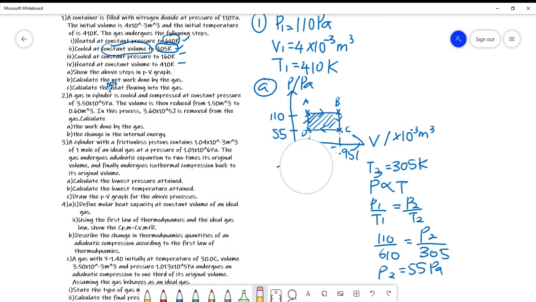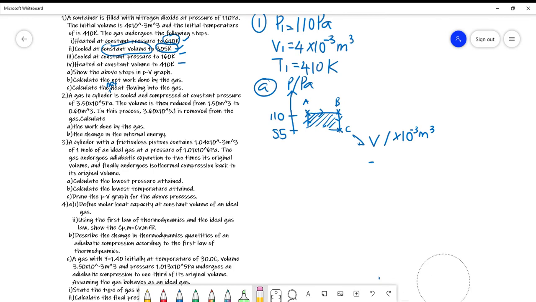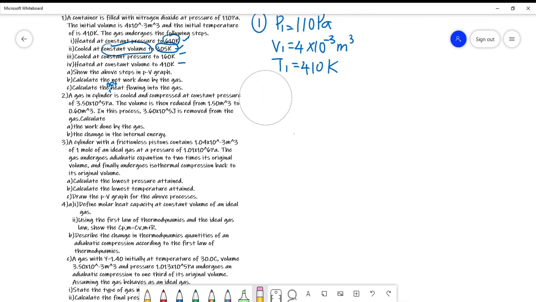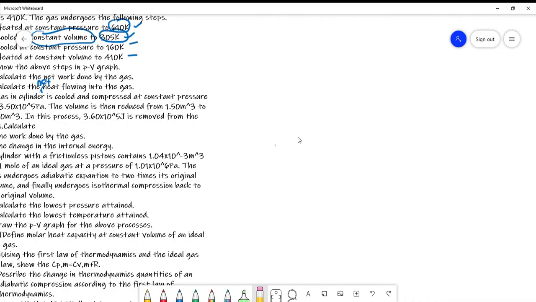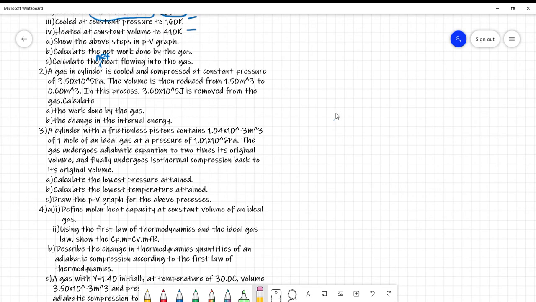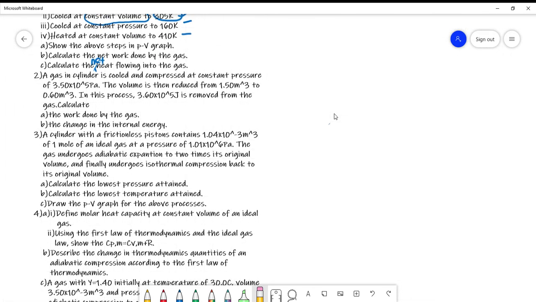Okay, let me just erase all this. Let me zoom in. That will be our number 2.